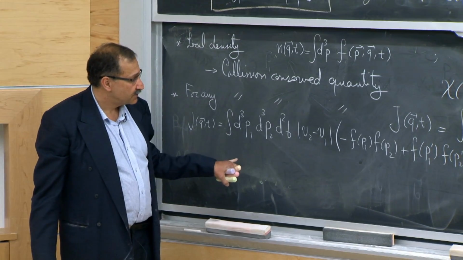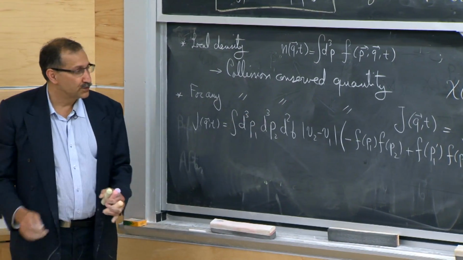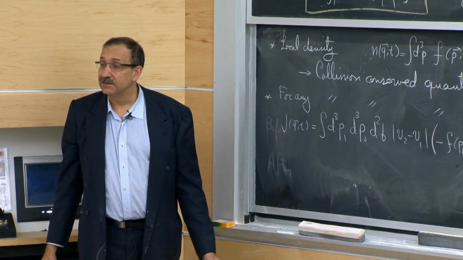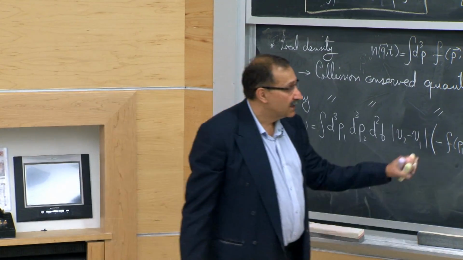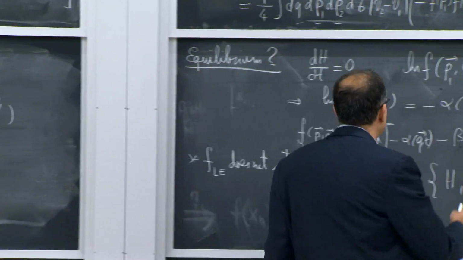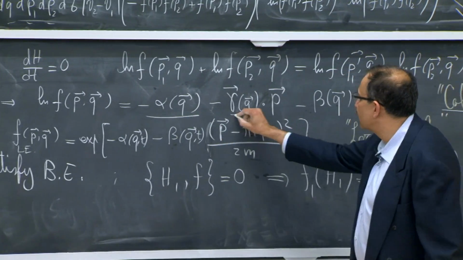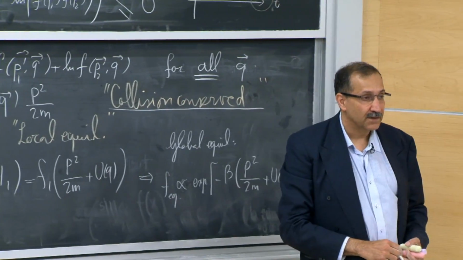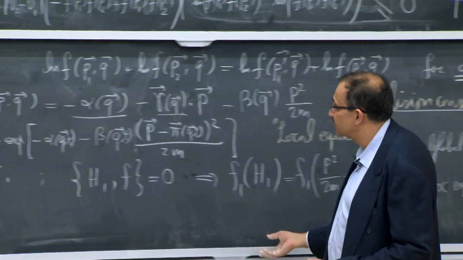So what is the use of stating that for every conserved quantity you have this? It will allow us to get equations that will determine how these parameters change as a function of time. Okay, so let's see how that goes.